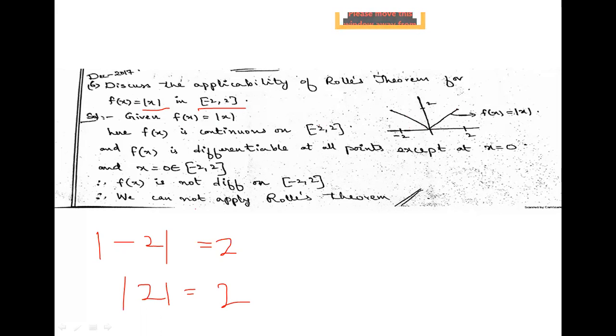Next, is f of x differentiable? We can differentiate it at all points except x is equal to 0. We can't differentiate it at x is equal to 0. It is not differentiable at x is equal to 0. Since it does not satisfy the condition that f of x should be differentiable on the interval minus 2 to 2, Euler's theorem can't be applied.